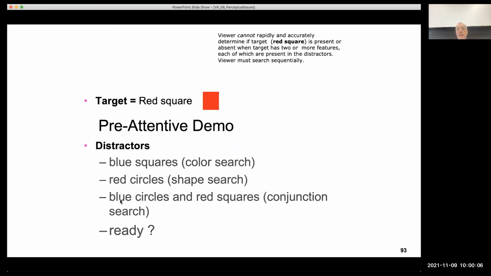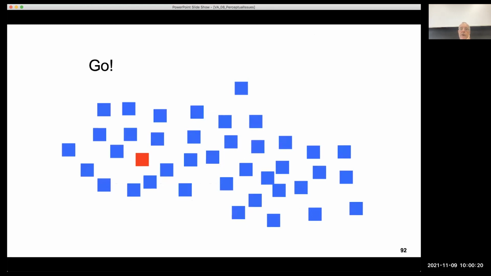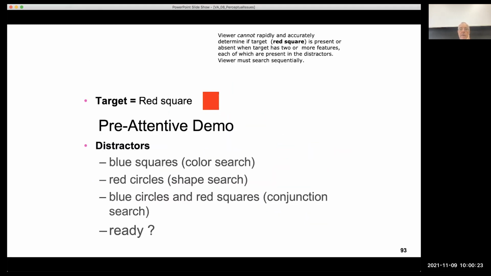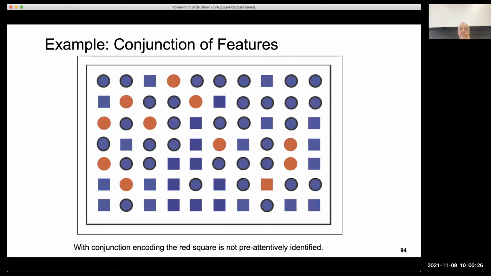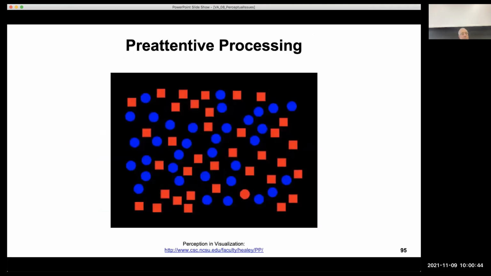But if I combine together blue circles and red squares, the conjunction, the search of this target is much, much slower. So again, the goal is to find a red square. Are you ready? Go for it. It takes more time. This is the conjunction of features, meaning that even this simple combination, color and shape, is destroying the pre-attentive possibility. And I will analyze that in the next class.